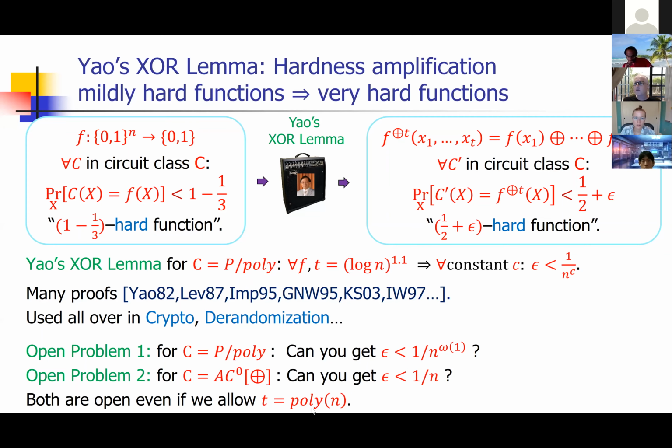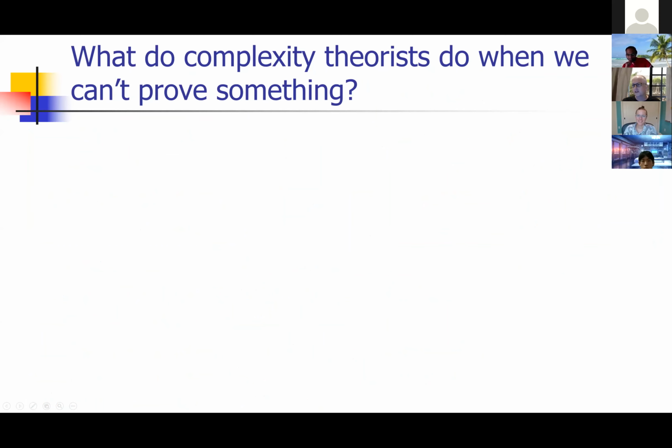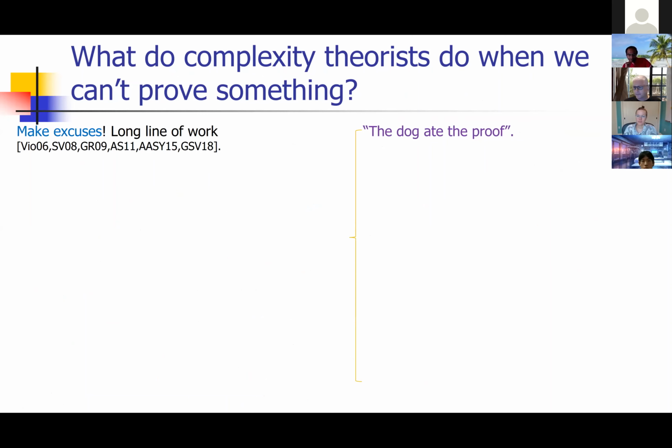So what do complexity theorists do when we can't prove something? We make excuses. There's a long line of work of making excuses, and there's a hierarchy of excuses, starting from very weak excuses, like the dog ate the proof, to very good excuses, like you can't prove what you want to prove with all existing proof techniques. Obviously, this is the kind of excuse that we want. And in the middle, we have something like you can't prove what you want to prove with black box techniques. And the long line of work I was telling you about achieves this goal.